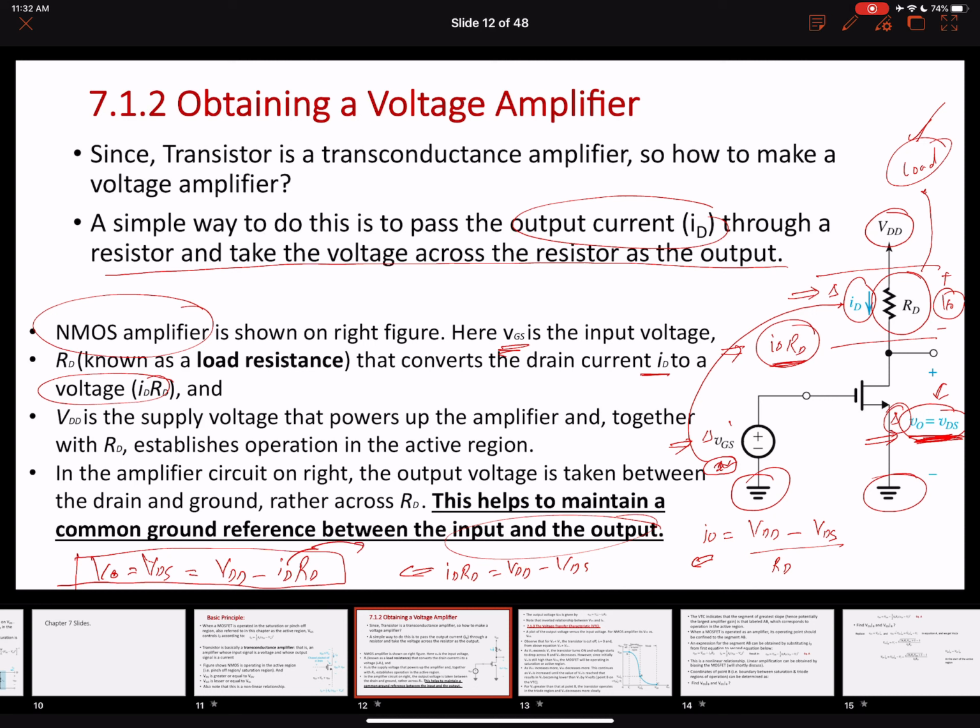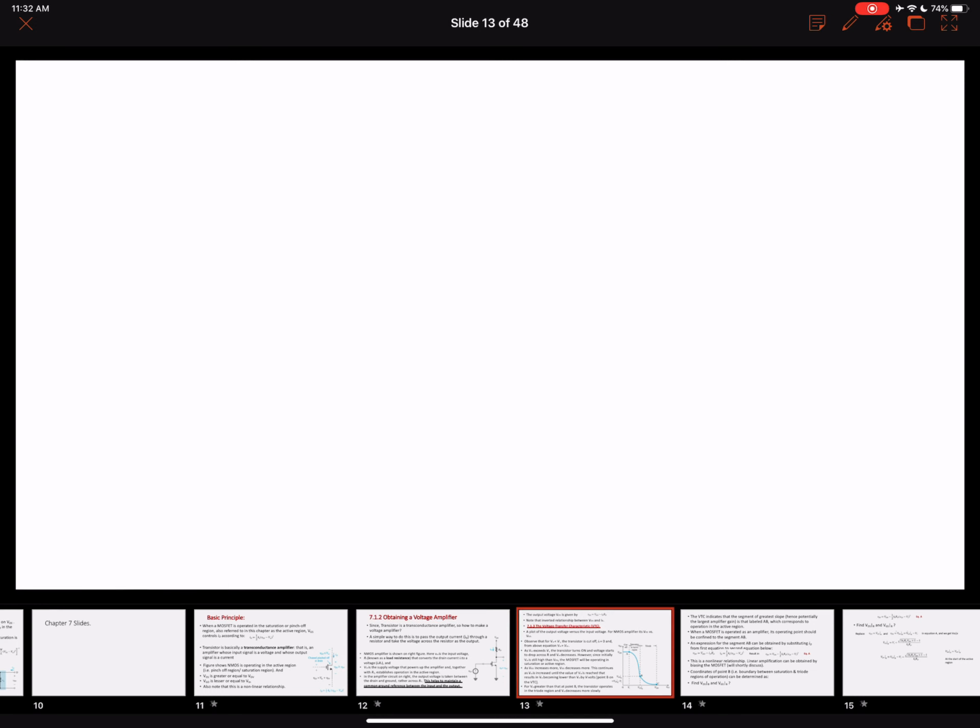Of course, this depends on the gate to source voltage. As you change the gate to source voltage, your drain current ID will change, so the potential drop IDRD will change, and that will change the output voltage. So this is how we obtain a voltage amplifier, even when we are taking the output voltage as the drain to source voltage. This is the equation that we just derived by solving a simple circuit.